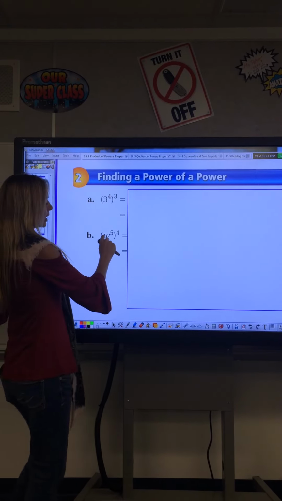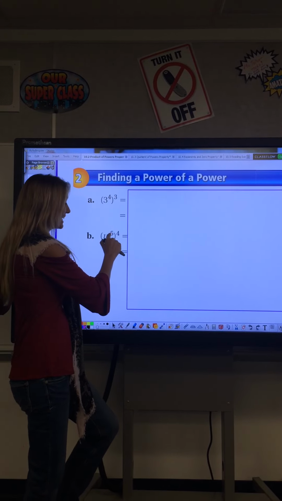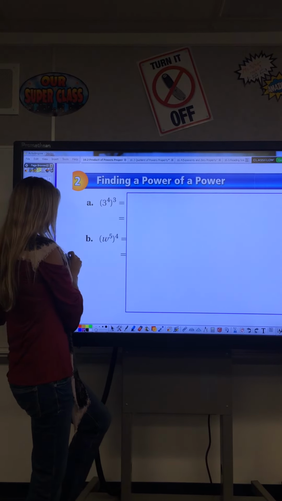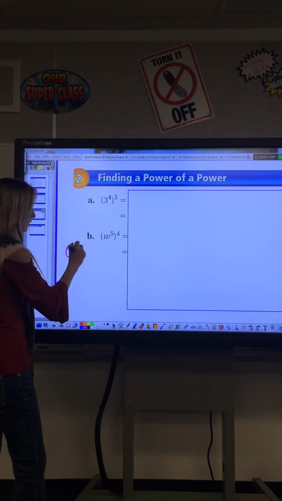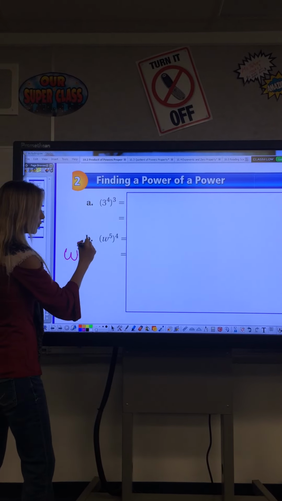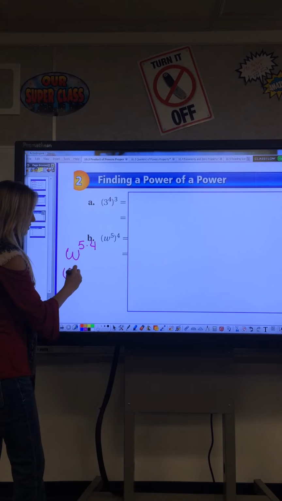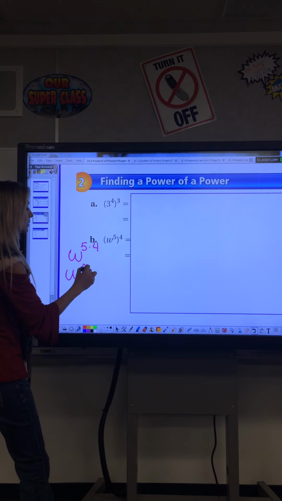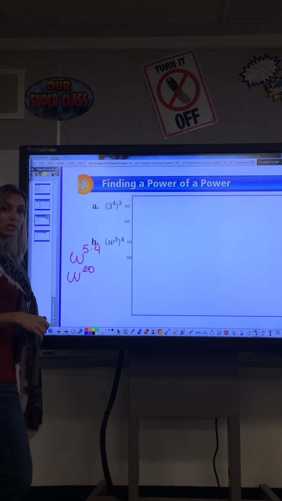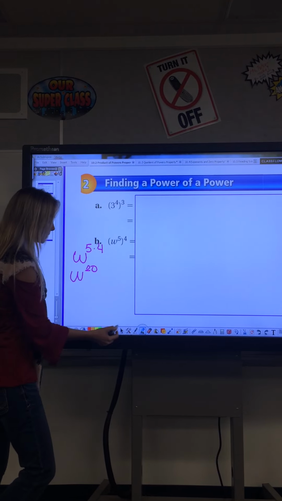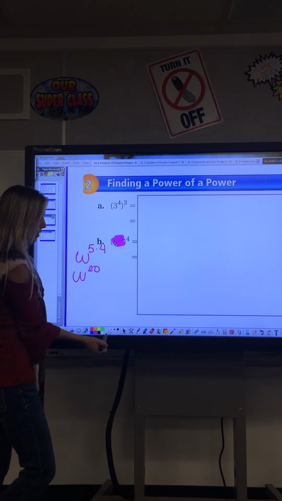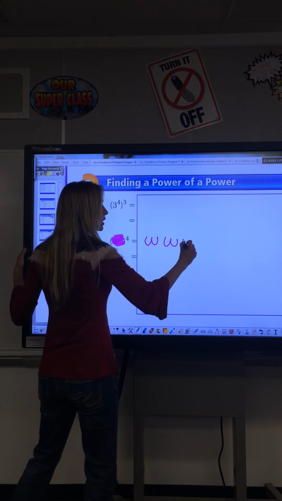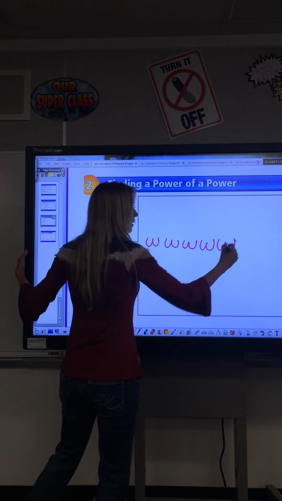The next problem is I have w raised to the 5th power, and how many times do I have that w raised to the 5th power? 4 times. So if you noticed, you will do w to the 5th power, and how many times? 4 times. So my answer is w raised to the 20th power, right? If you don't believe me, then write it out. You will have w to the 5th power. So how many w's do we have? 5 of them. 1, 2, 3, 4, 5, right?